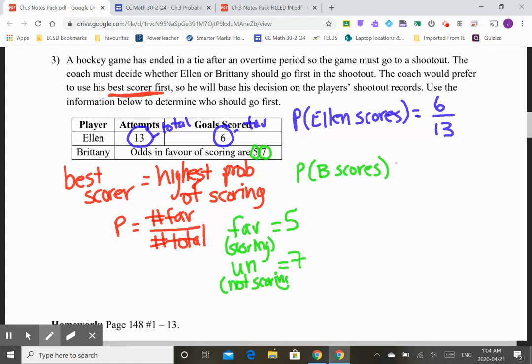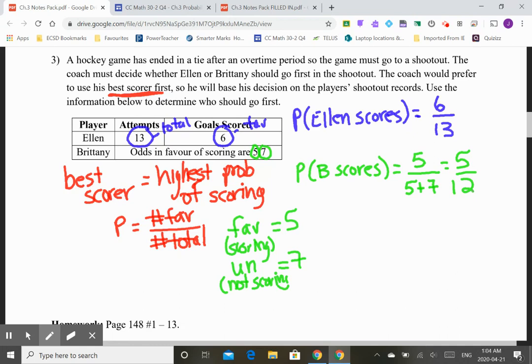So let's start to convert this to a probability. Favorable goes in the numerator. The denominator is the total. Total comes from favorable plus unfavorable. So Brittany's probability is 5 over 12.